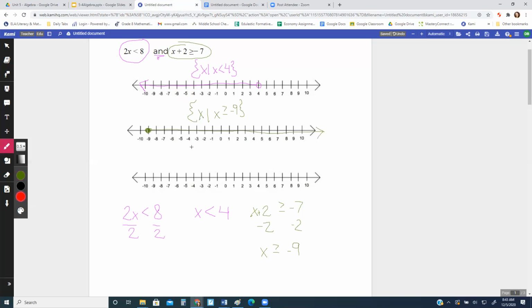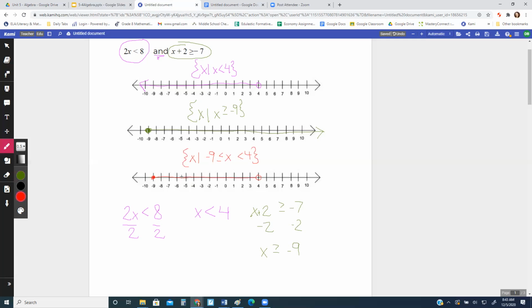This new set is x such that x is greater than or equal to -9, and x is less than 4. So that's our new set. It's only the things in between these two. So we are at -9 and we're greater than or equal to -9, but we're going to stop at 4 and we are not even equal to 4.